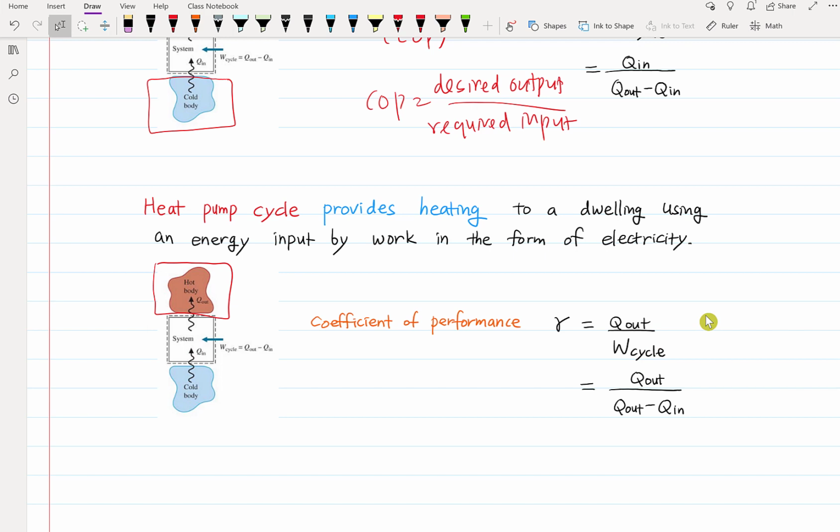So we will learn about thermodynamic cycles more in depth later in the semester. So this concludes chapter 2.